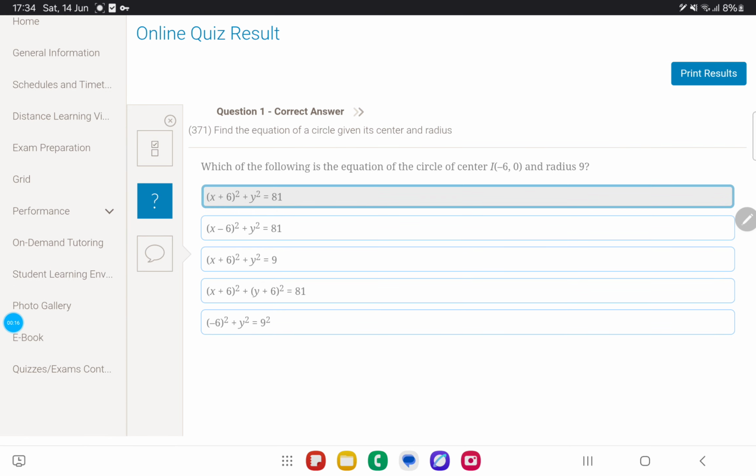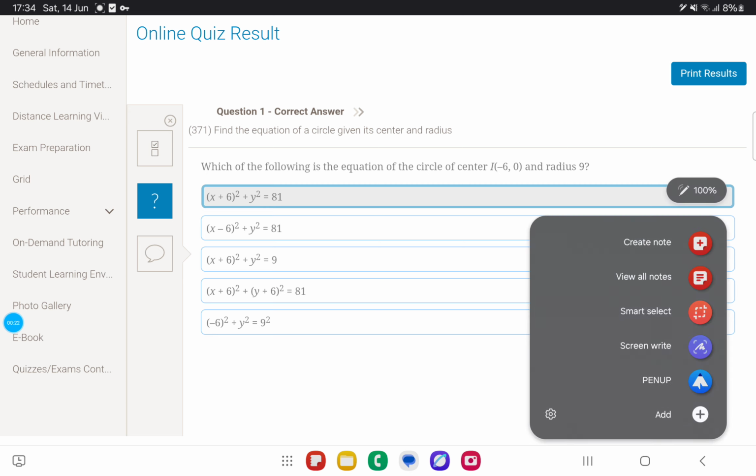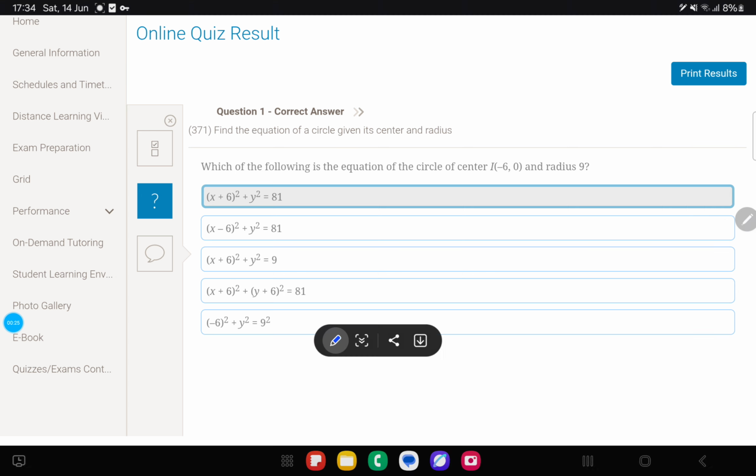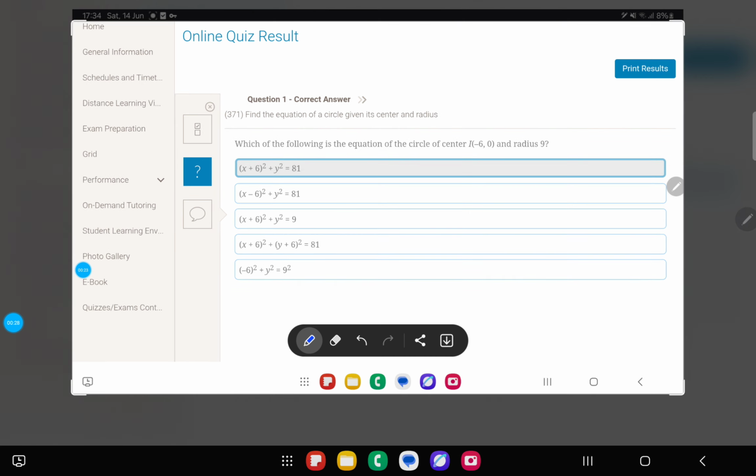Which of the following is the equation of the circle of center (1, -6, 0) and radius 9? They want us to find the equation of the circle. They already gave us center and radius, so we can immediately use this rule: (x - xi) squared plus (y - yi) squared equals radius squared. Now let's substitute the numbers we have, -6, 0 and radius 9.